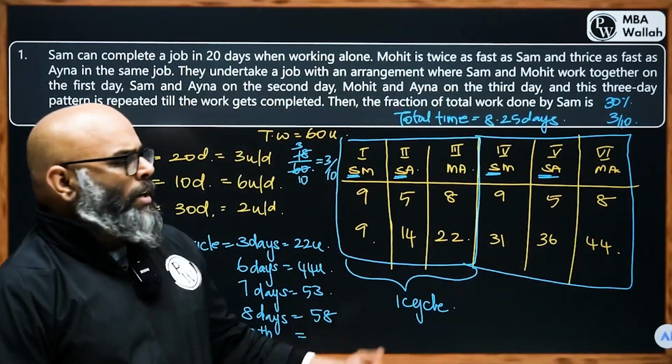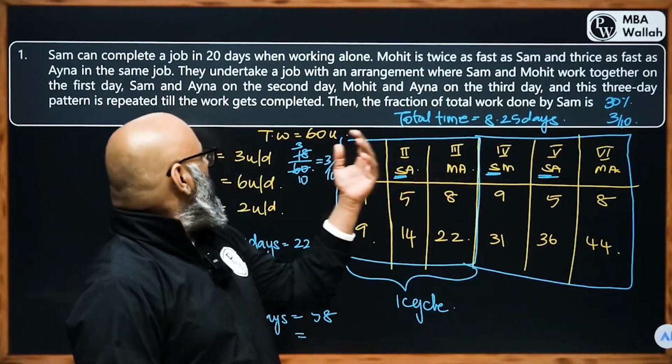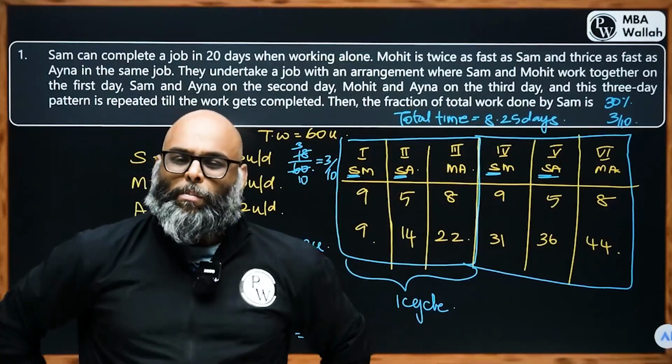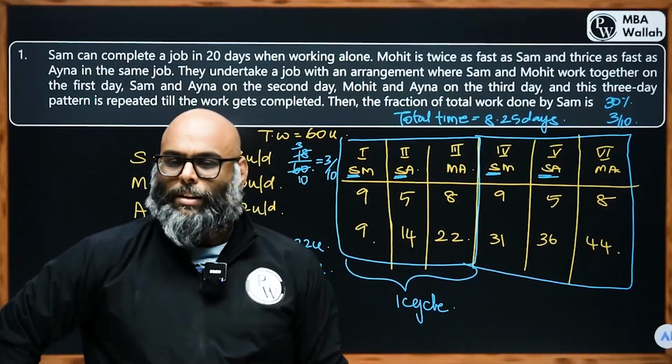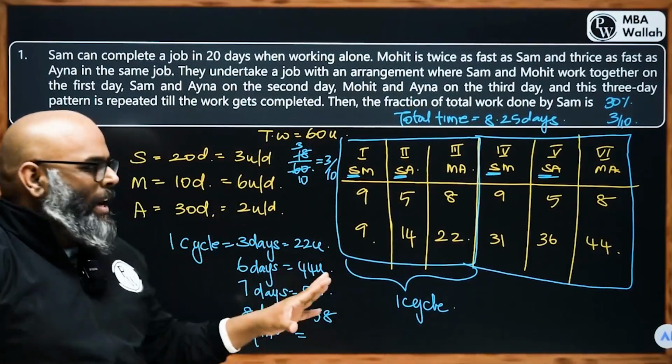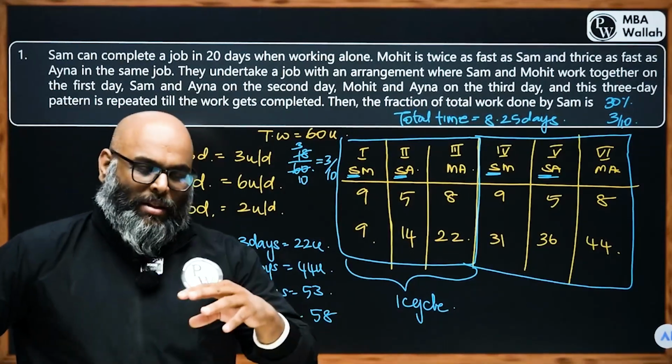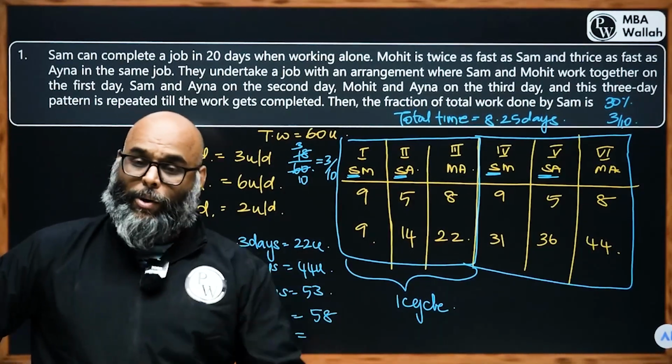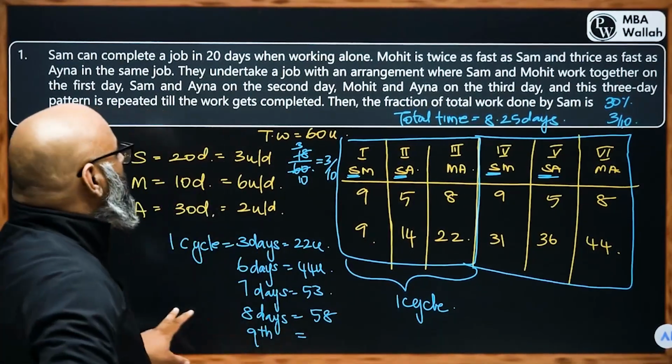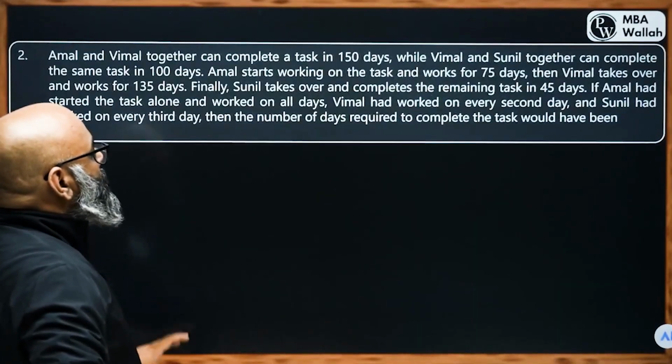The fraction of work done, they should give us a fraction. I don't have the fraction here, or you will simply say 30%. Either way, the answer is right. Nice question, every time you look at a cyclic pattern. It's lengthy, but definitely an easy question to solve. Right? We'll move on to the next question now.